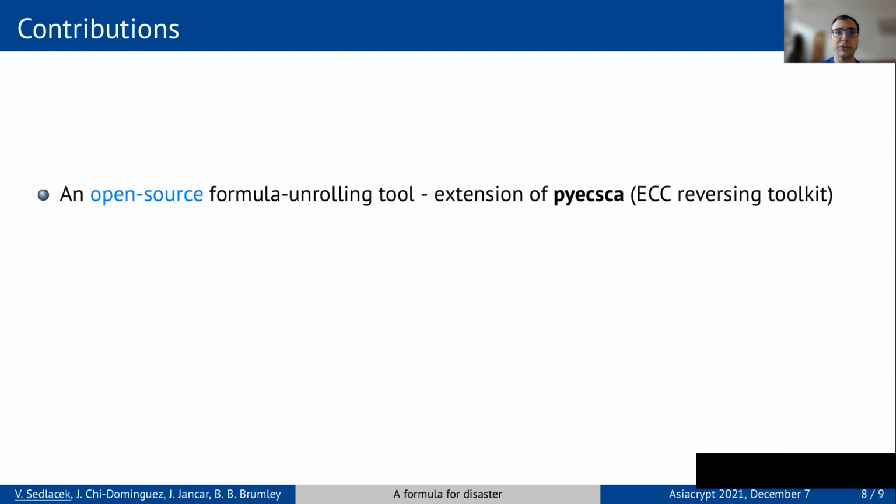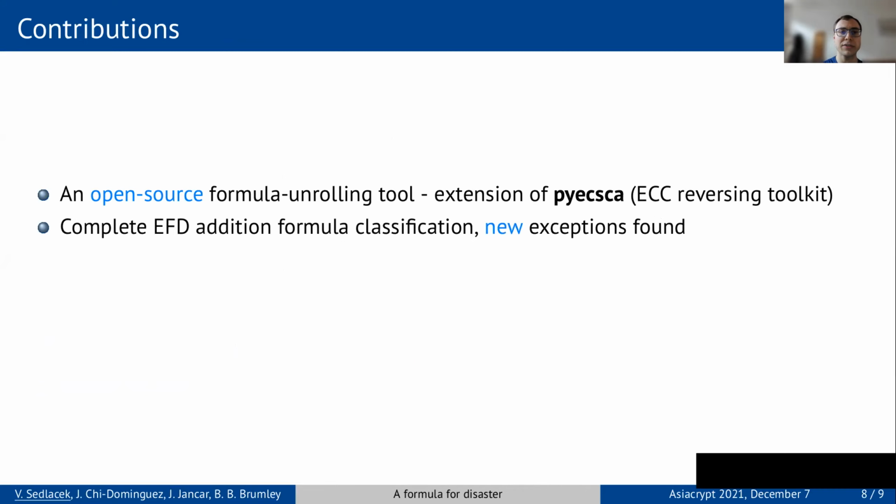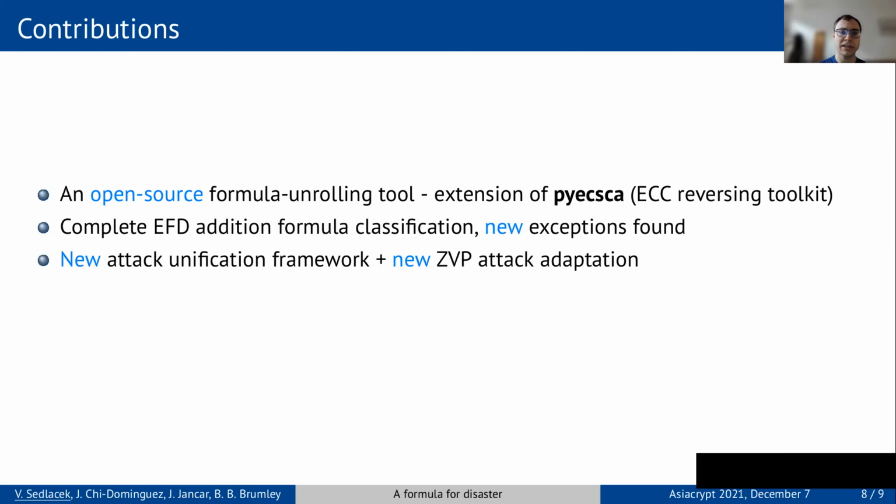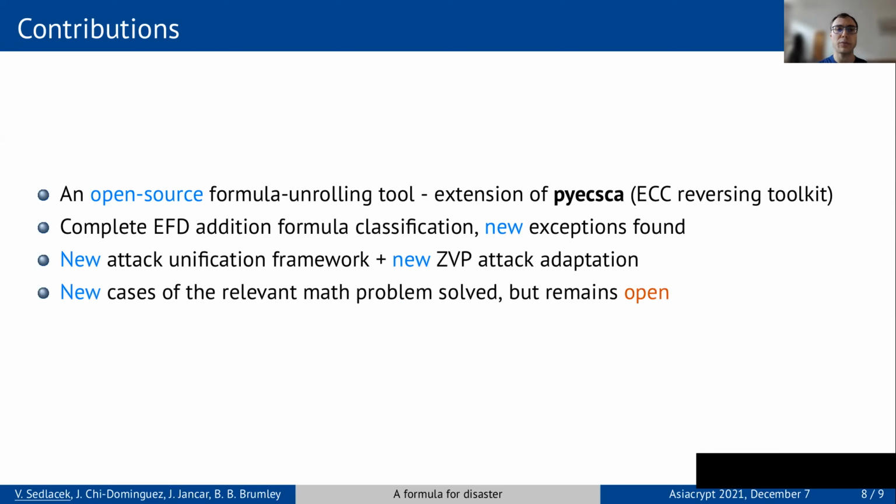So to summarize, our contributions are: we released an open source tool for unrolling formulas, which can help you understand better what's going on. We managed to classify all the addition formulas in the EFD and found new exceptions. We designed a unified framework for the three attacks I mentioned, and we also managed to adapt the ZVP attack against window methods, which is quite new. And we also managed to solve new cases of the underlying hard math problem, but it does not help the attacks that much in general, so the problem still remains open.